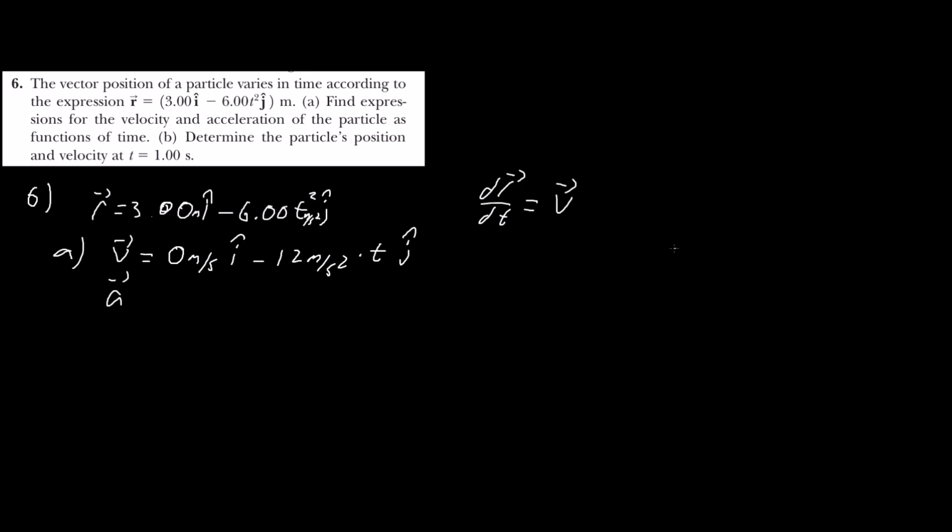Now, if you take the derivative again, the change of velocity with respect to time, it's going to be the acceleration vector. The acceleration vector is going to be 0 meters per second squared in the i hat direction, minus the constant acceleration of 12 meters per second squared in the j hat direction. So that's part A. Pretty straightforward for you guys.